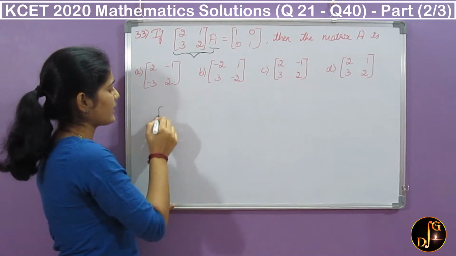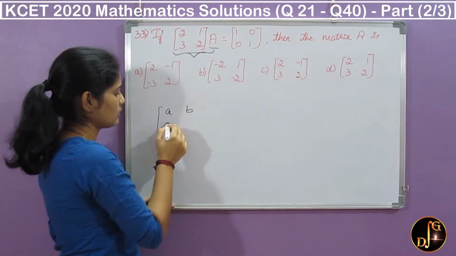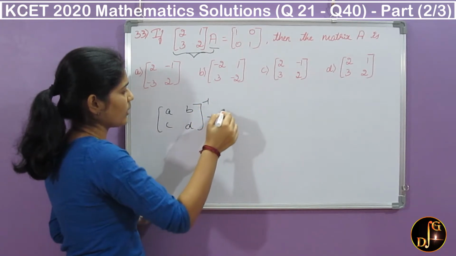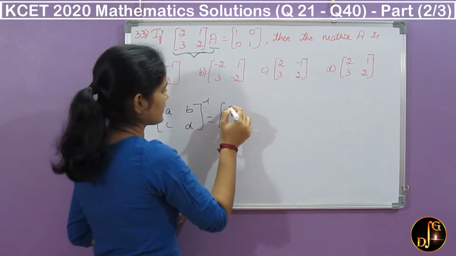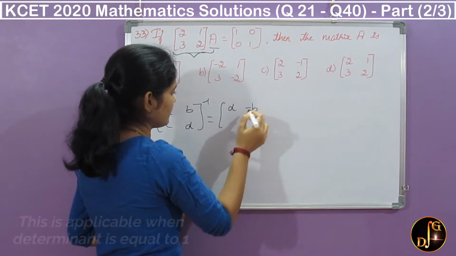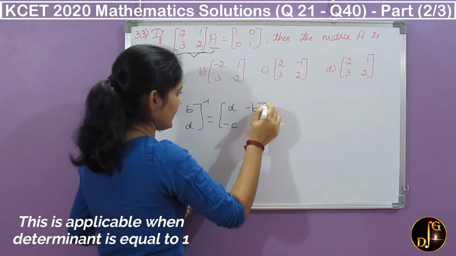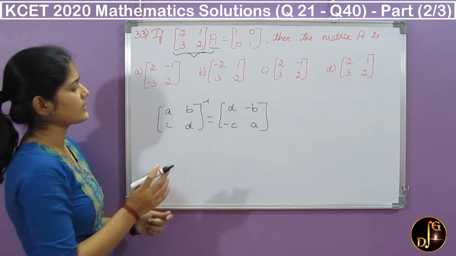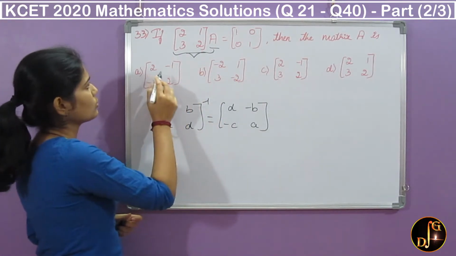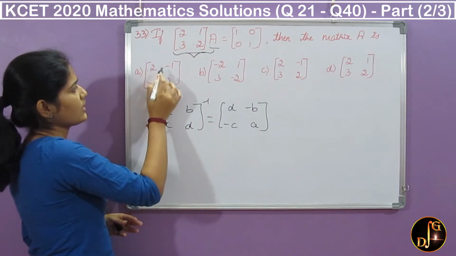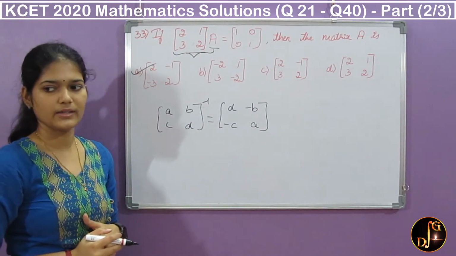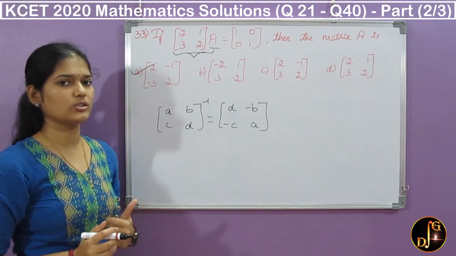For any matrix of order 2, the inverse of this matrix is equal to, we know that, D, minus B, minus C, A. If we use this formula, then 2 and 2 are interchanged, and minus 1, minus 3. So the correct answer is option A. Now let's move on to the next problem.